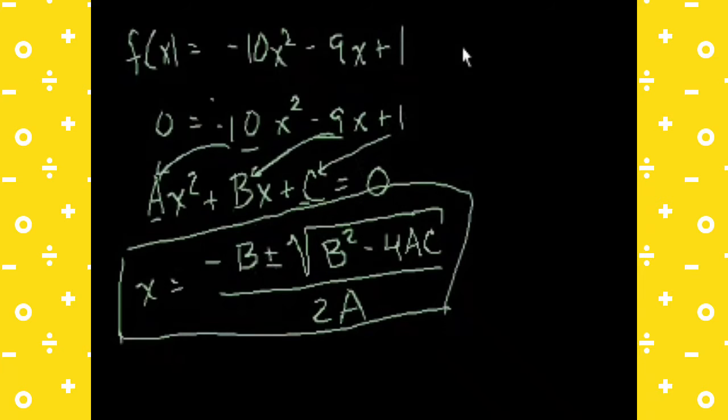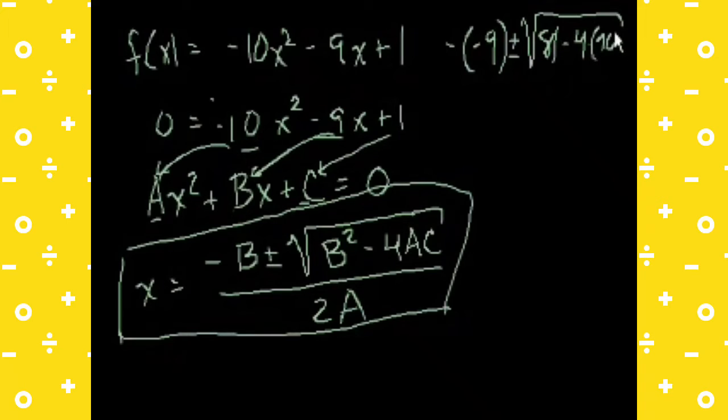So if b is negative 9, let's write that's negative 9 plus or minus the square root of negative 9 squared, well, that's 81, minus 4 times a, which is minus 10, times c, which is 1. I know this is messy, but hopefully you're understanding it. And all of that over 2 times a. Well, a is minus 10, so 2 times a is minus 20.